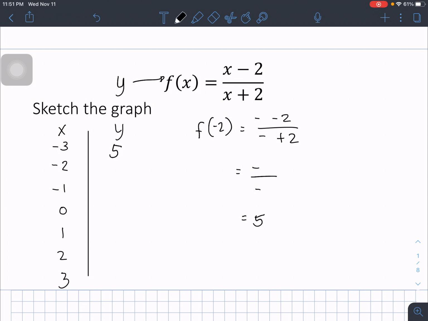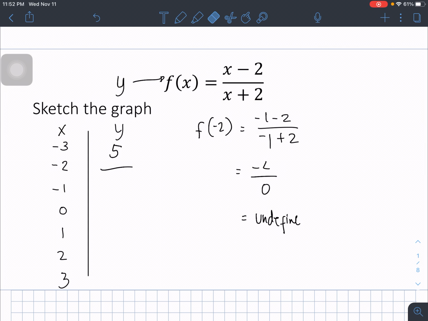So this will be -2 and -2. This will be -4. -2 plus 2 will be 0. So this will give us an undefinable answer. So we shouldn't place a value of y here because we don't have a value of y if x is equal to -2.